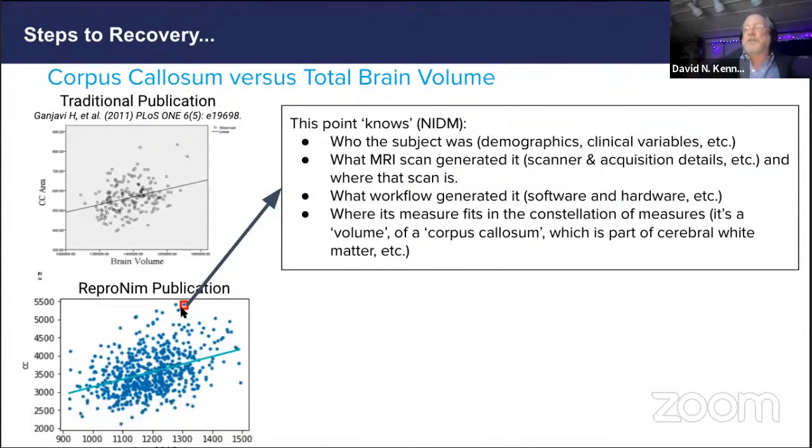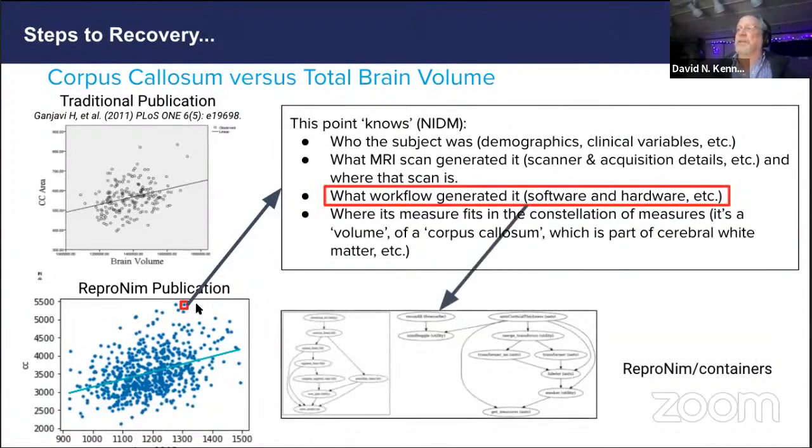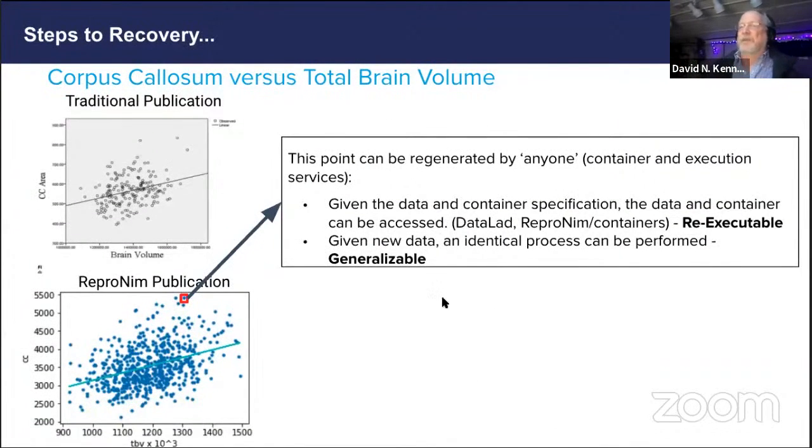And if we just keep the provenance and keep the annotations about that point as we generate it, each point can then sort of recreate itself. That point knows what workflow generated it. That workflow can exist in a container or somewhere that can be re-executed. So given that point, it can be regenerated by anyone who had that container and the ability to execute that, given that you can get to that data and you can get to that specification. It also supports then the concept of generalizability.